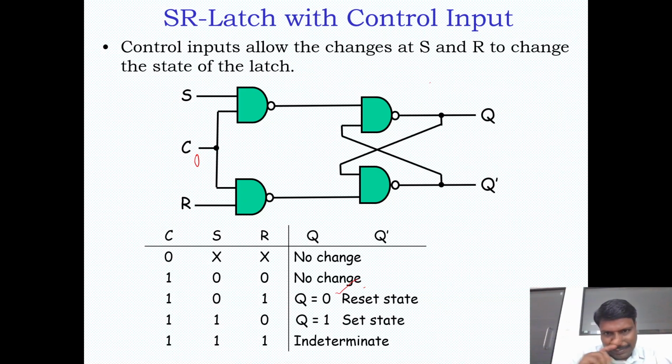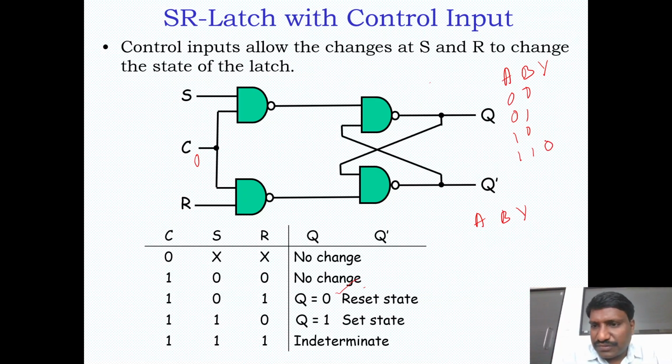So NAND gate operation: let's say A, B inputs, Y is the output. Let's write here: A, B inputs, Y output. 0 0, 0 1, 1 0, 1 1. For 1 1, the AND gate output is 1, so for the NAND gate this is 0, and the rest are all 1s. So when one of the inputs is 0, what is the output? Output is 1. 0 ANDed with something is 0, the complement of this is 1.